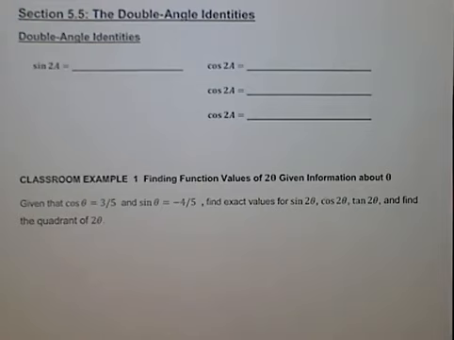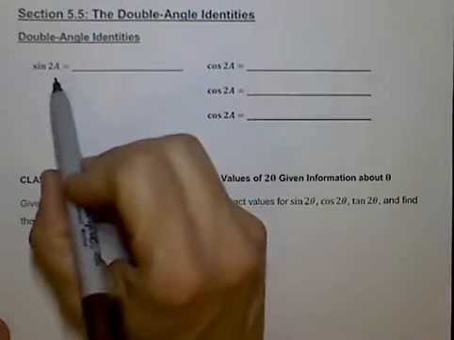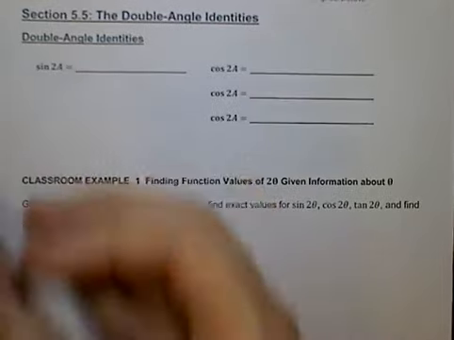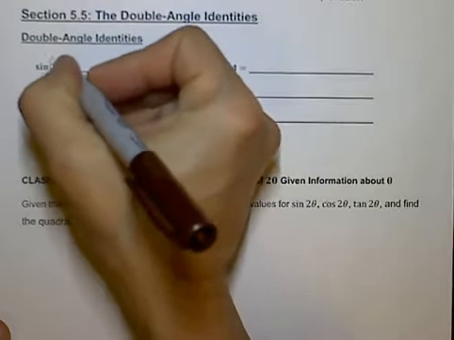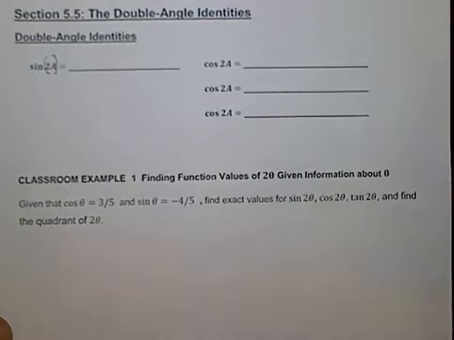Hi, this is your video for section 5.5. This one is about some new identities called the double angle identities. And the reason we call these double angle identities is that in each one, what we have inside of our trig function is 2 times an angle.